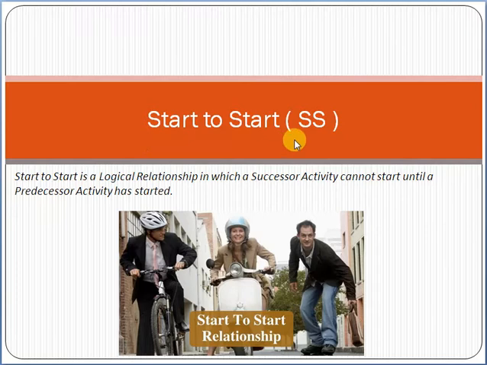Start to start, friend, is basically a relationship between activities. As per the definition of the precedence diagramming method, it defines the relationship between the activities, which are normally called activity or node. Friend, if I ask you what you understand about an activity in terms of project management: an activity means some task which you can estimate in terms of time and cost, and it has some output.